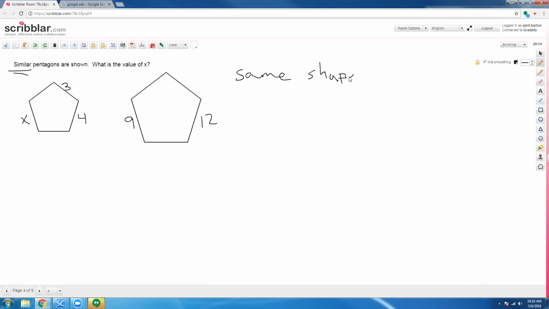There's also the word congruent in geometry. Congruent is same shape, same size. Maybe it's just been moved around or rotated. This time it's same shape, different sizes. So it'll change the length of the sides. The inside angles will actually be the same. If these are similar, and we know this angle is 70 degrees, then the angle inside here would also be 70. So same angles, different size sides.